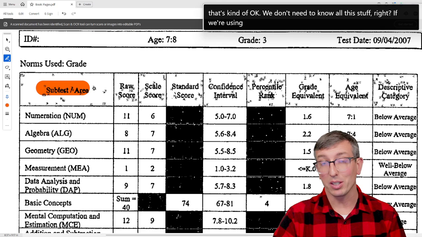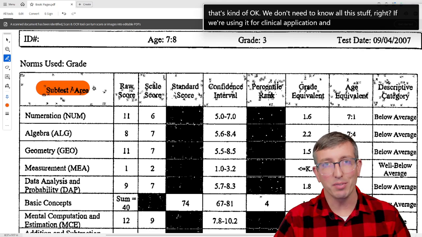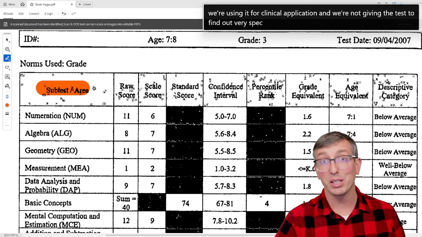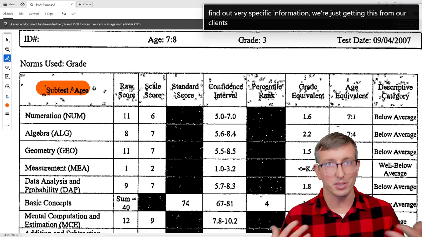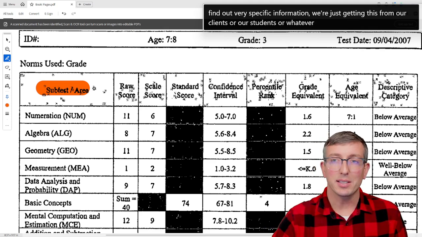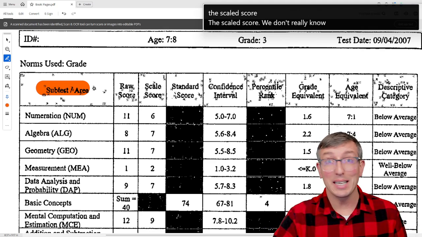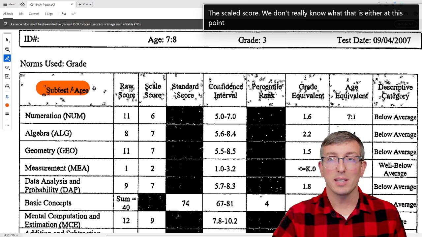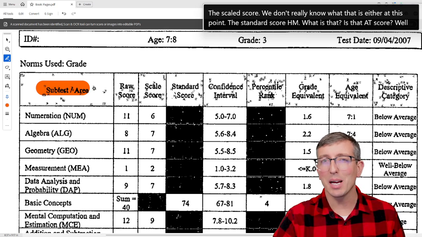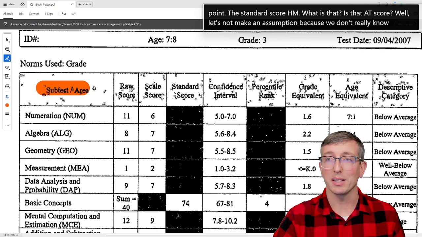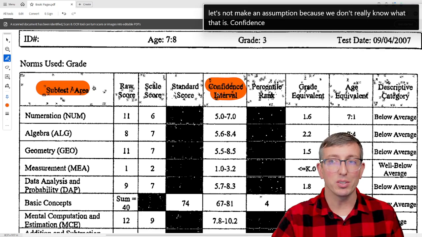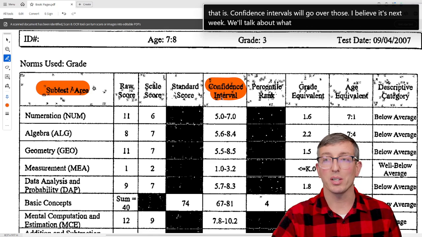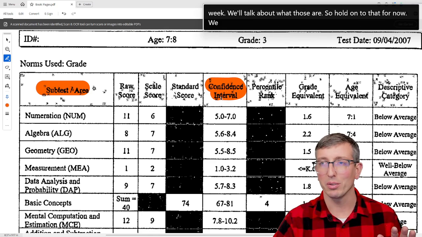If we're using it for clinical application and we're not giving the test to find out very specific information, we're just getting this from our clients or our students. The scaled score, we don't really know what that is either at this point. The standard score, what is that? Is that a T-score? Let's not make an assumption, because we don't really know. Confidence intervals, we'll go over those, I believe next week. Hold on to that for now. We're not going to go into that just yet.